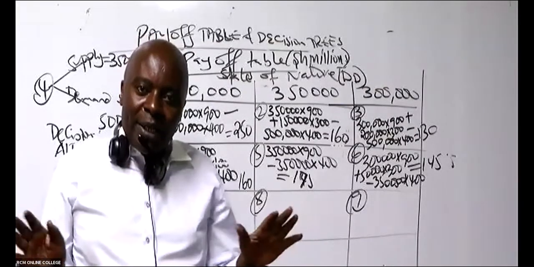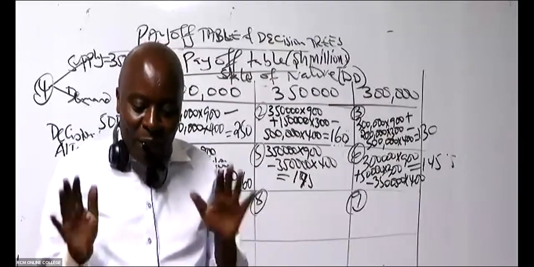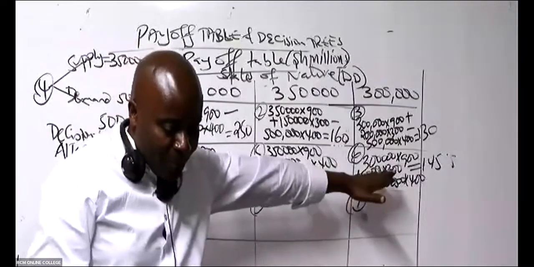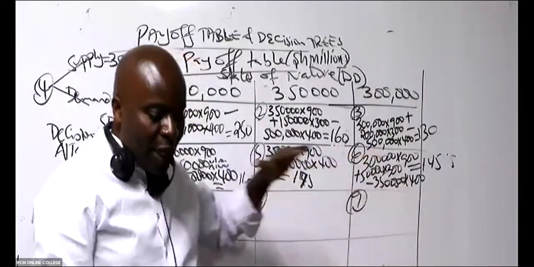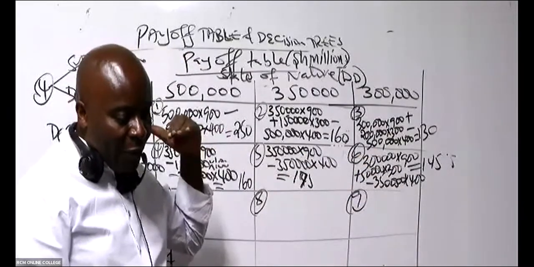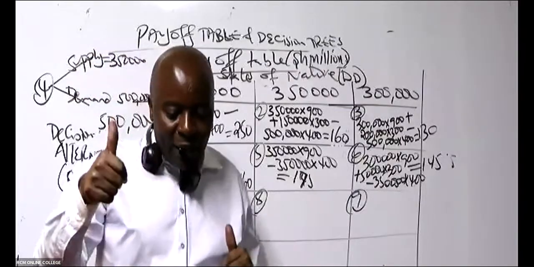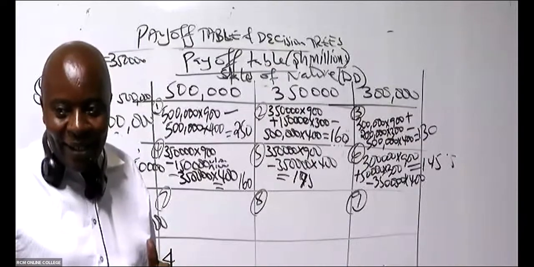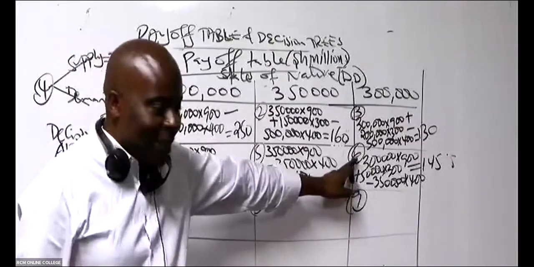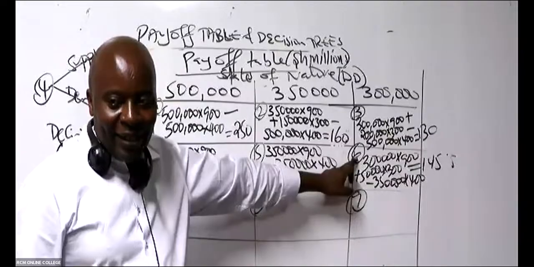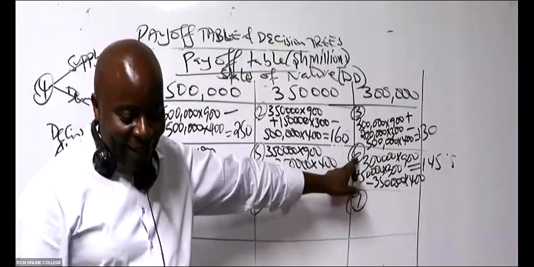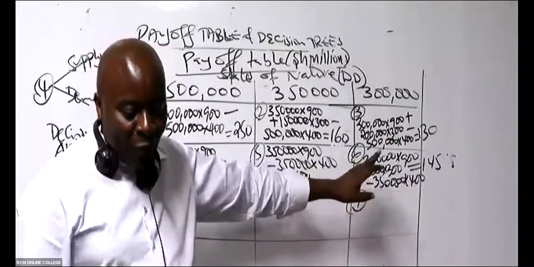Paul, wacha tuelewane kwanza, na ndio si Paul peke yake. Tuelewane kwanza hapo Paul. Kwamba hapa opportunity cost. Because I've taken, in this case here, Paul amesema sawa. So umepata 145 sasa. Hii hapa number 6. Yeah, so 145 is correct.